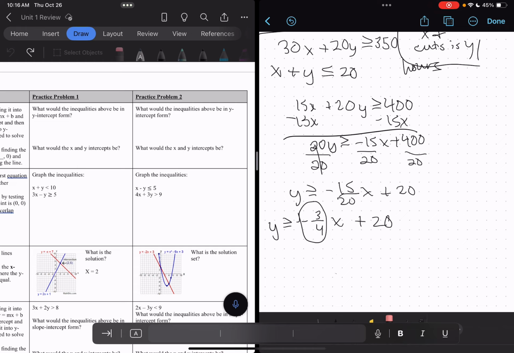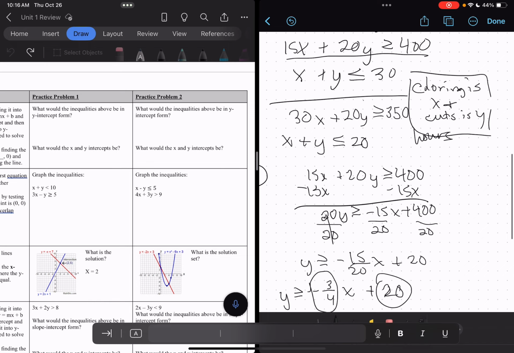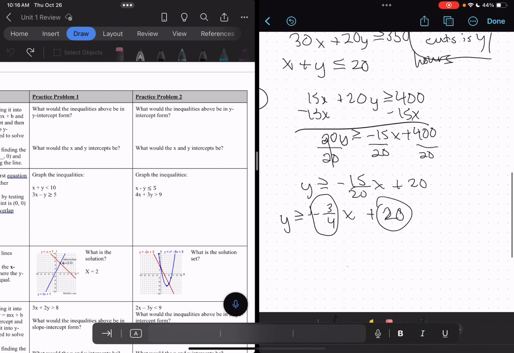It says, what would the x and y intercepts be? So obviously our y-intercept here is 20. And then our x-intercept would be when y is 0. So in that equation up above, it was 15x plus 20y. 15x plus 20y is greater than or equal to 400.